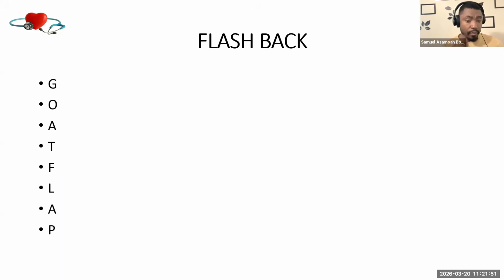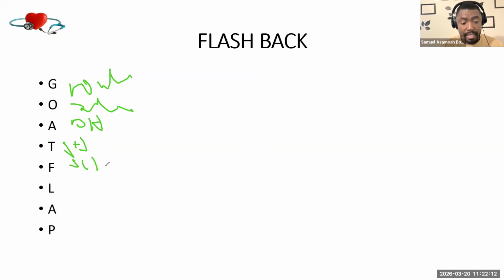So I use the acronym GOAT FLAP. And I want three people to try after I've mentioned it to them. You will see how magical it is for you to recall them without hassling. Now, for the first one, the G, I call it growth hormone. Second is oxytocin. This is ADH, antidiuretic hormone. Thyroid stimulating hormone. Follicle stimulating hormone. Luteinizing hormone. This one is what the women love most. Adrenocorticotropic hormone. Okay. And then we have prolactin.